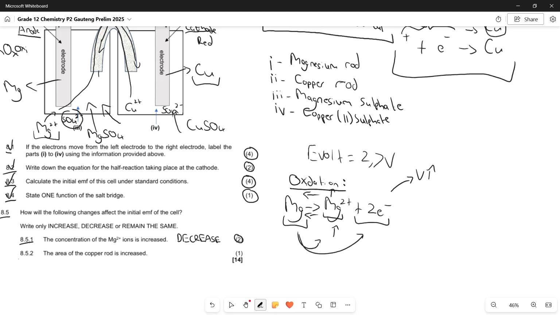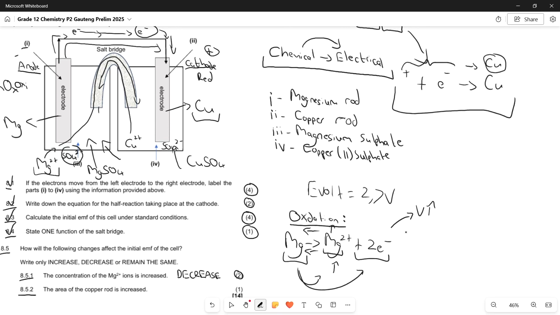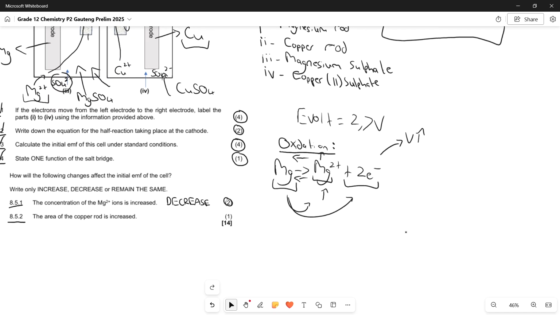And then 8.5.2, last question says the area of the copper rod is increased. Okay, so our copper rod is up here, top right electrode, and they have increased the area. So what was this size, they now made a lot bigger, like that, for example. And we have already written our equation for reduction, but this does not work the same way as increasing the ions, okay? Because our reduction is gain, which means we'd have Cu2+ + 2e-.